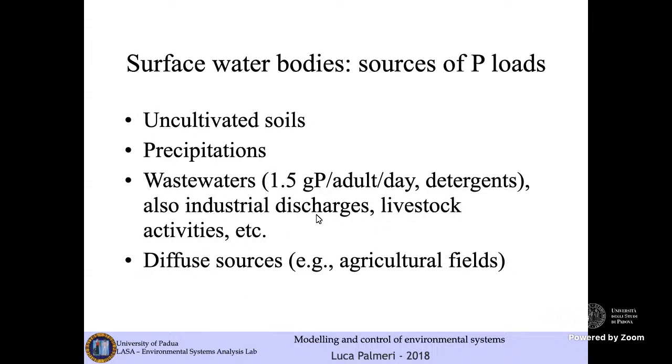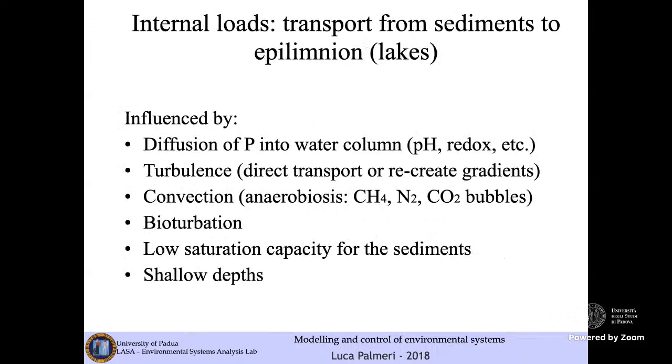Then there are some diffuse sources. Typically, the agricultural fields on which you spread manure are diffuse phosphorus sources. Internal loads transport phosphorus from the sediments to the epilimnion. This is very important in the case of lakes.